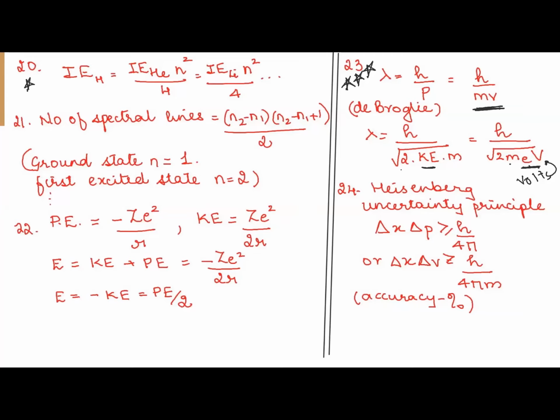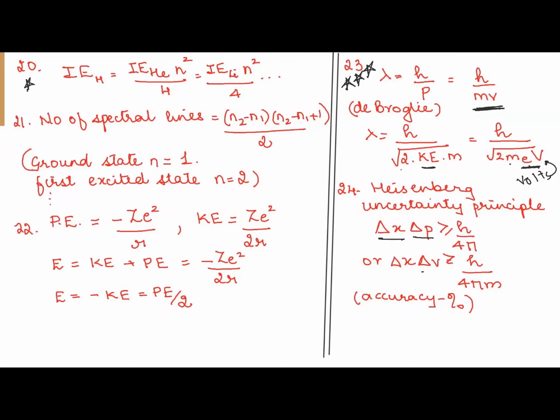So Heisenberg's uncertainty principle says that delta x, uncertainty in position, into delta p, uncertainty in momentum, is greater than or equal to h by 4 pi. You can just remove the greater than sign and use the equal to sign for problems and such.